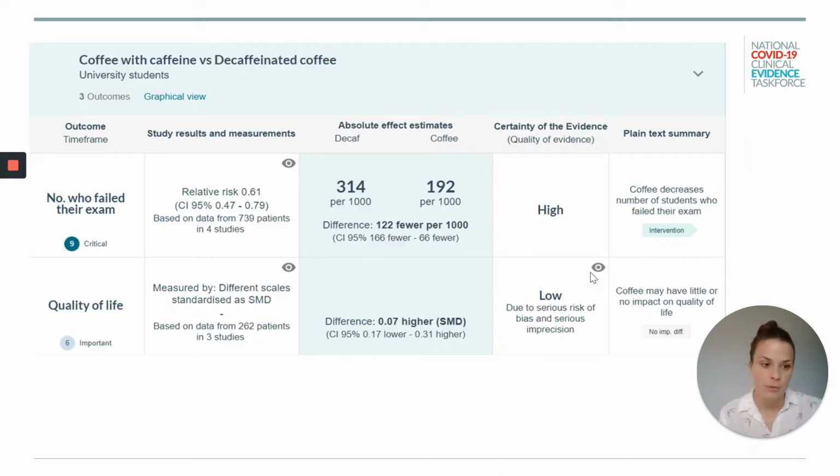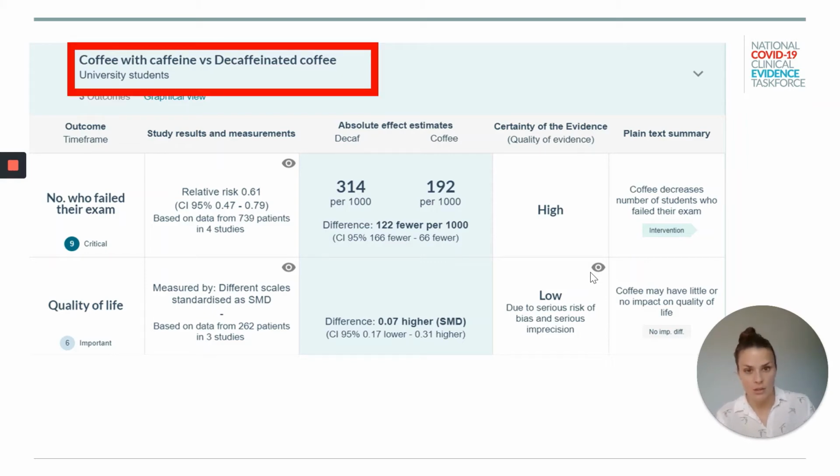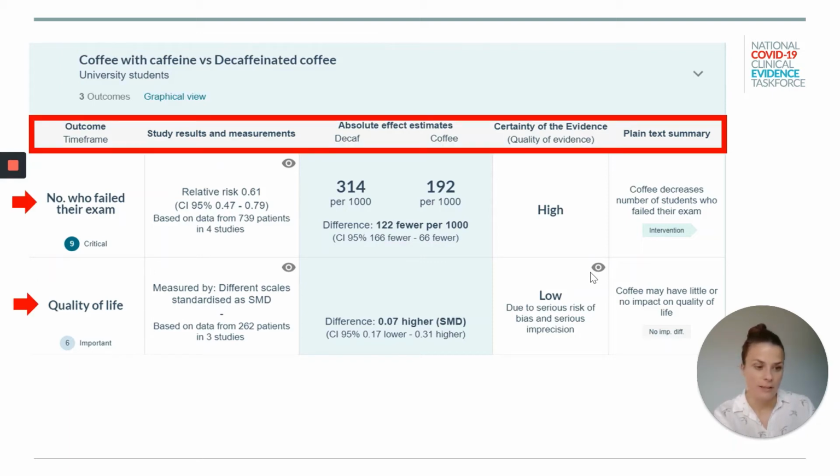This would be a typical presentation of an evidence profile, and this particular profile has been constructed in the online program called MAGIC App. At the top of the profile, you have the clinical question itself. The profile then contains 5 different columns, and each outcome then has its own row. So here we have the 5 columns and 2 outcomes in this particular evidence profile.